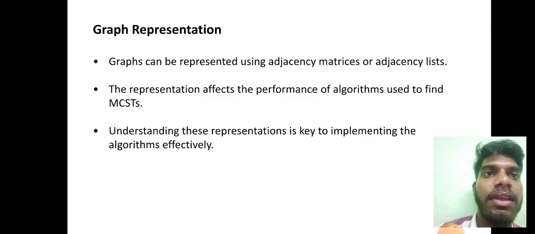Graphs can be represented using an adjacency matrix or adjacency lists. The representation affects the performance of the algorithm used to find minimum cost spanning trees. Understanding this representation is key to implementing the algorithm effectively.